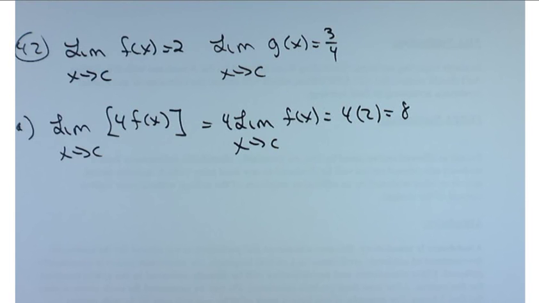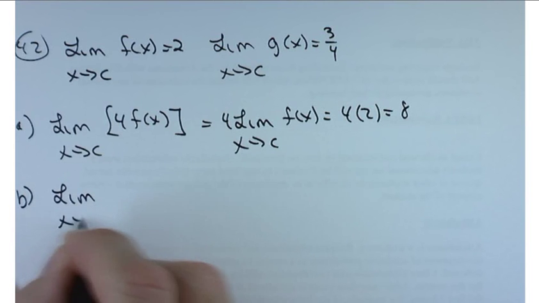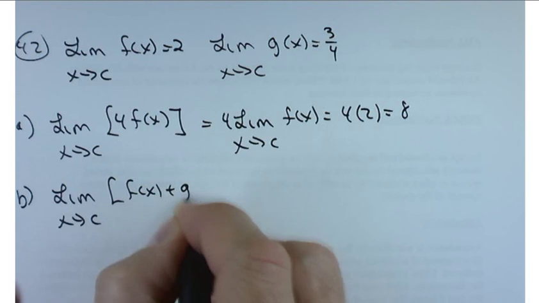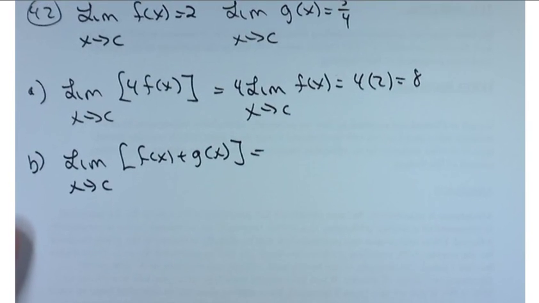Let's try a couple more here. Part B asks for the limit as x approaches c of f of x plus g of x. Any takers on that one?